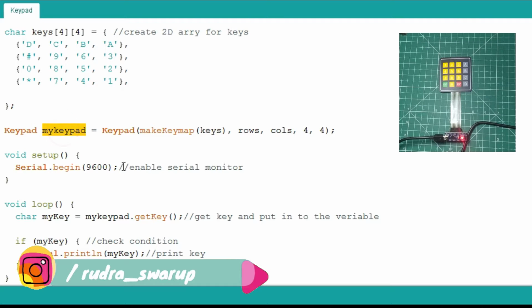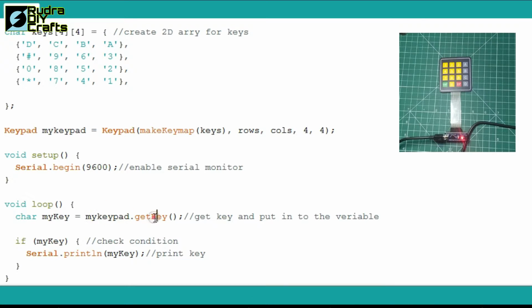So we have created my keypad here. So we use that my keypad to get key from it. So whenever we input some key, we can get the key. So if my key is selected, then serial println my key. So whatever is selected in my key, this value, so this will be printed in the serial monitor. Okay, so now let's see this one. Open the serial monitor here.